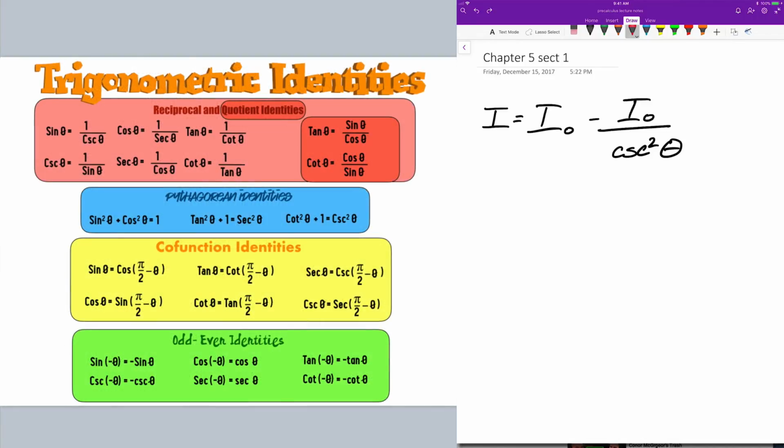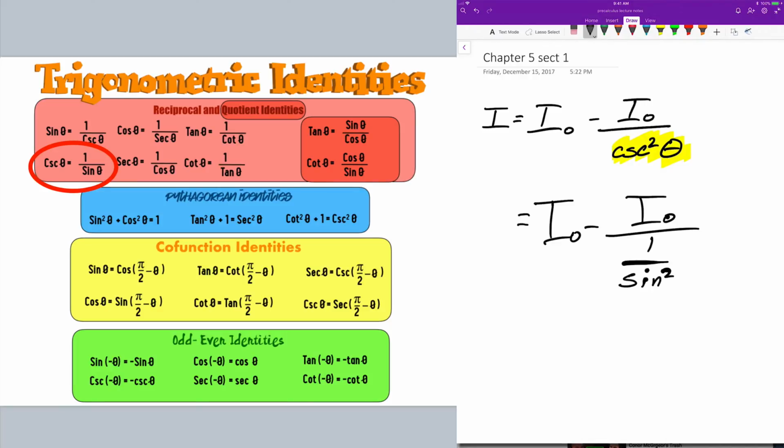In fact, I'm going to go to here, where I can see my trigonometric identities. There's only one trigonometric function here, and as I look at my identities, one comes to mind immediately, which I'm going to use. Let me rewrite my formula: I sub naught minus I sub naught over cosecant squared theta. Cosecant is the reciprocal of sine, so I can say 1 over sine squared theta, right?